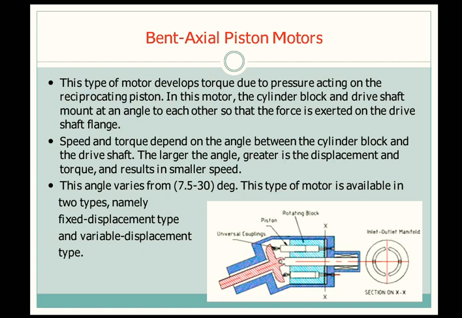Speed and torque depend on the angle between the cylinder block and the drive shaft. The larger the angle, the greater the displacement and the torque, and this results in smaller speed. So this angle varies from 7.5 to 30 degrees. This type of motor is available in two types, namely fixed displacement type and variable displacement type.